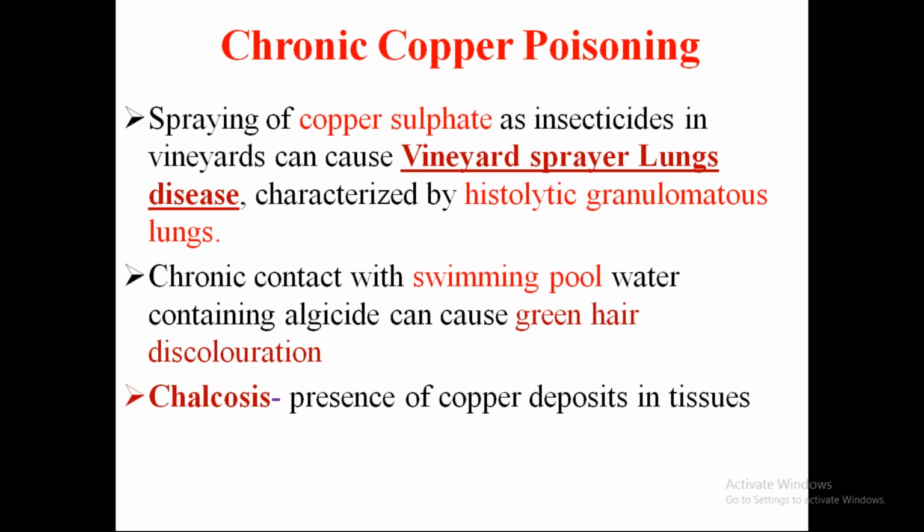Green hair discoloration can be seen in persons who are in continuous contact with swimming pools which are treated with copper containing compounds. And then one more feature seen in chronic copper poisoning is chalcosis, which is the presence of copper deposits in tissues. So vineyard sprayer's lung disease is present in chronic copper poisoning. Green hair discoloration can be seen in a person exposed in swimming pools. And then chalcosis, where copper deposits are present in the tissues.